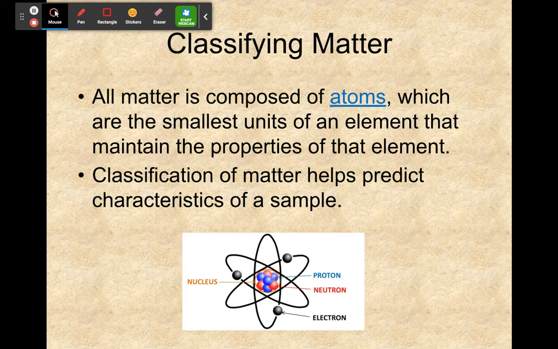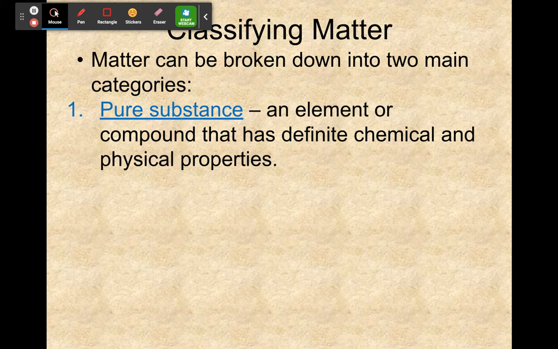Classifying matter. This is the last section in Unit 1. All matter is composed of atoms, which are the smallest units of an element that maintain the properties of that element. Classification of matter helps predict characteristics of a sample. Matter can be broken down into 2 main categories. First is a pure substance, an element or compound that has definite chemical and physical properties.